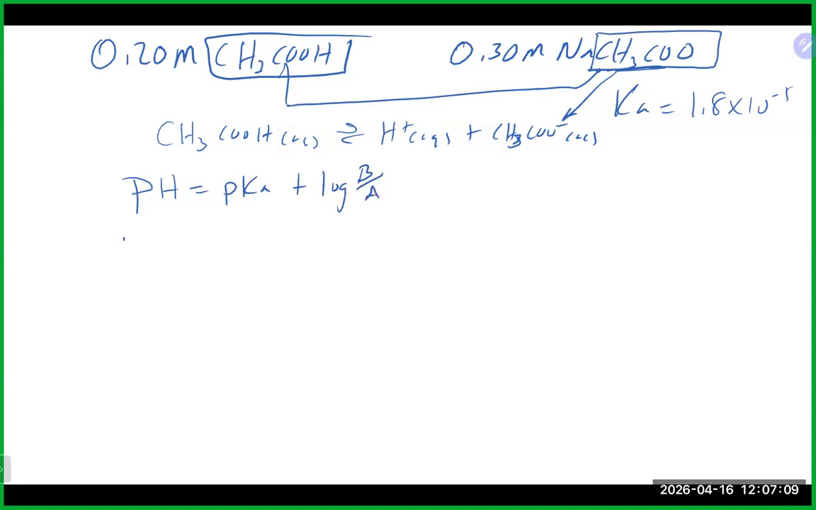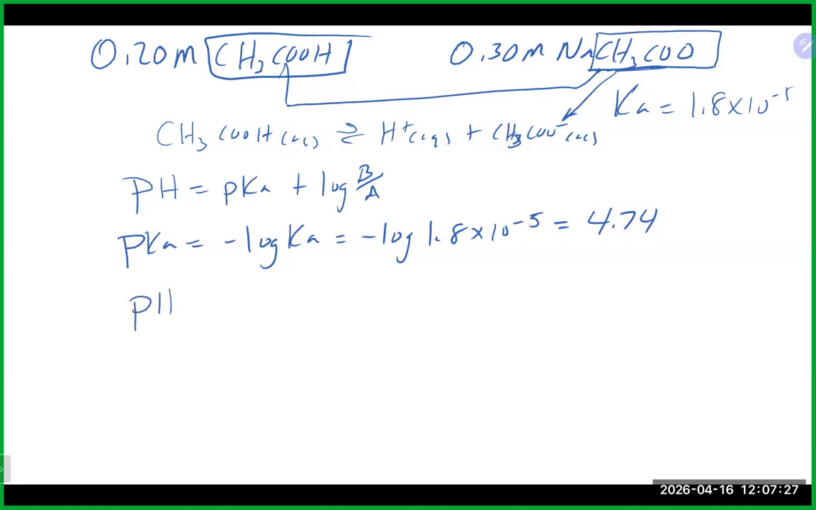We do need to calculate the pKa value, which is minus the log of our Ka, which is minus the log of 1.8 times 10 to the minus 5. That's going to give us a 4.74 for our pKa value. We then will go into our equation, 4.74 plus the log of our base. Also important to make sure you get the right thing on top. Which one's my base?